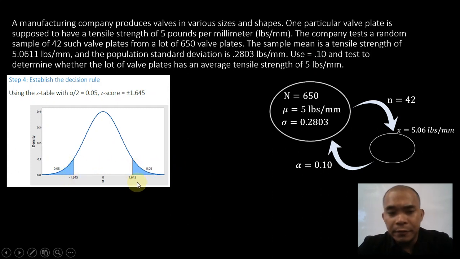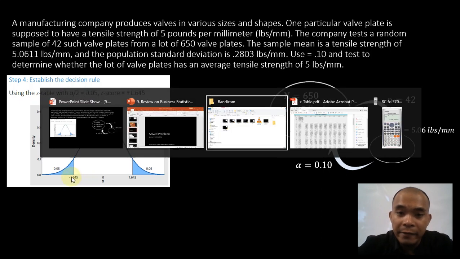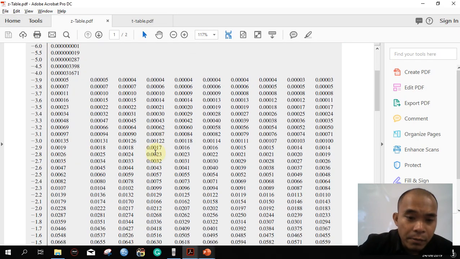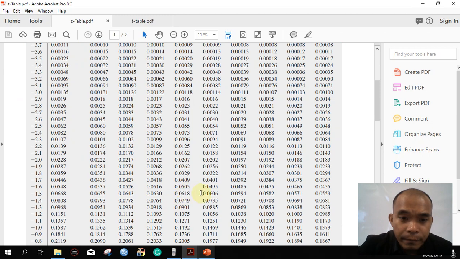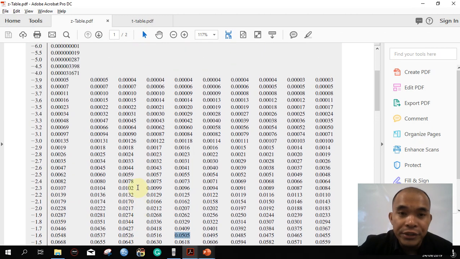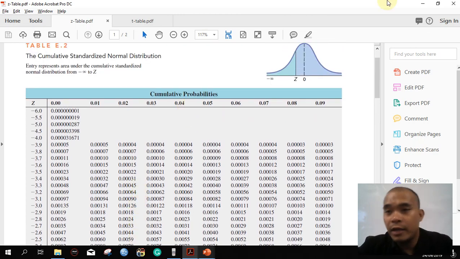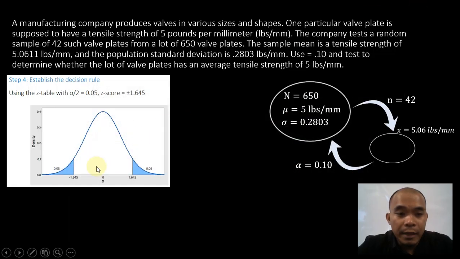Just for discussion purposes, we're going to look at the z table. 0.05 in the z table is around here. You can use this one, so that is negative 1.64. Approximately similar result here.